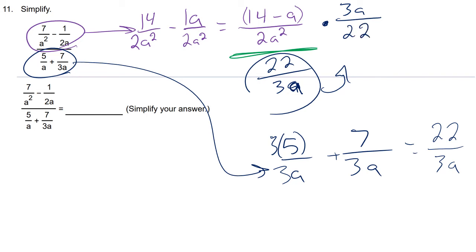Now at this point, there are things we can cancel out. Not much, but I can cancel out an a on the top and bottom. Other than that, I'm really just going to be left with 14 minus a over 44a.